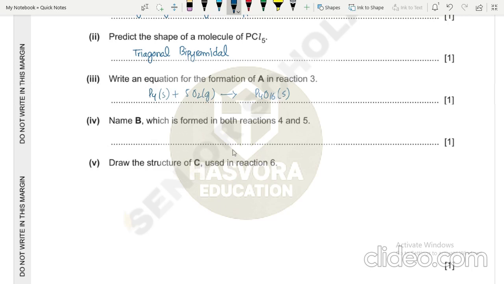Name B, which is formed in both reaction 4 and 5. So I just told you that the common product of the PCl5 plus water and the oxide of phosphorus, the P4O10 plus water, the common product between these two reactions will be the H3PO4. So they have given you that name B, so we cannot write the formula. It will be phosphoric, and the oxidation state is 5. Phosphoric(V) acid. So this will be the answer.